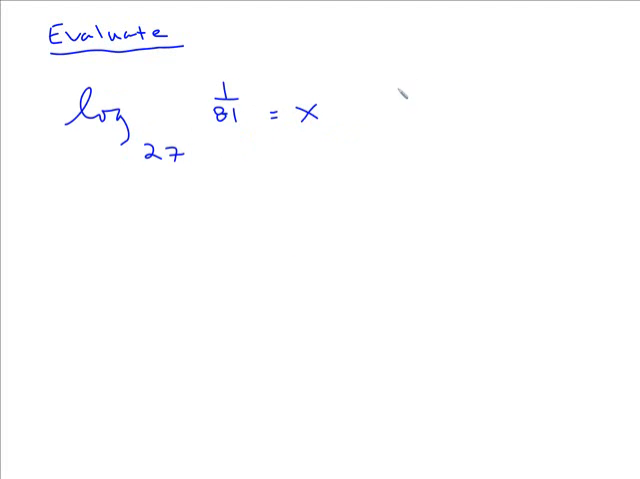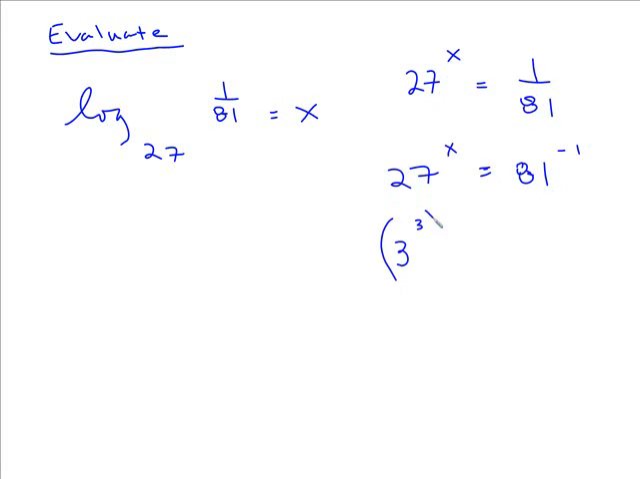Convert to exponent form. 27 to the x is equal to 1 over 81. 27 to the x is going to equal, this is going to be 81 to the negative 1, right? So 27, that's 3 to the 3rd, because we need to get the same base now. 81, right? Now, since this was a fraction, you want to write it so it's not a fraction, so that's why we have this 81 to the negative 1 here, right? Because 81 now we know is 3 to the 4th.